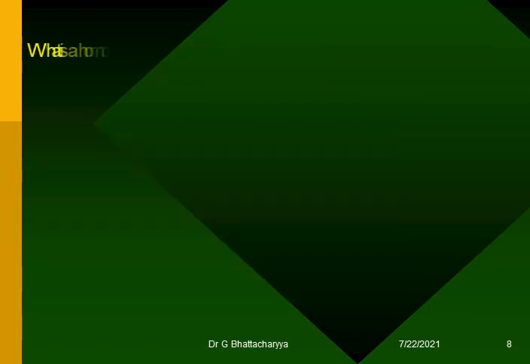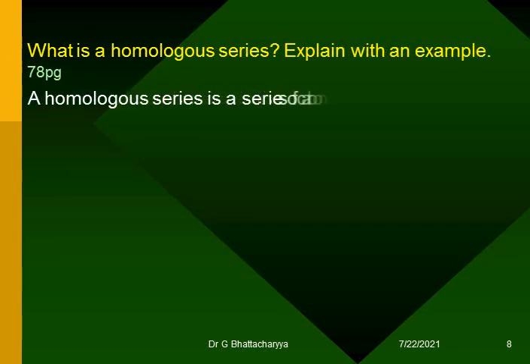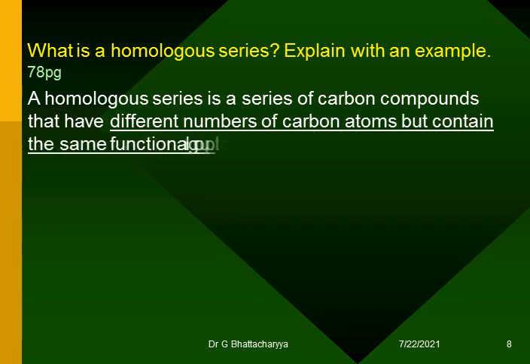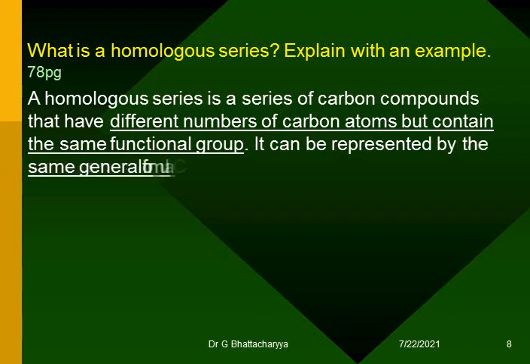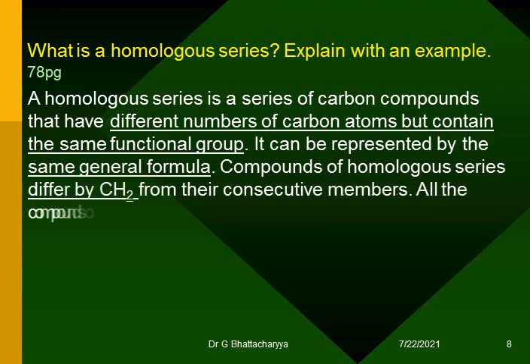What is a homologous series? Explain with an example. A homologous series is a series of carbon compounds that have different numbers of carbon atoms but contain the same functional group. It can be represented by the same general formula. Compounds of homologous series differ by CH2 from their consecutive members. All the compounds of a homologous series show similar chemical and physical properties.